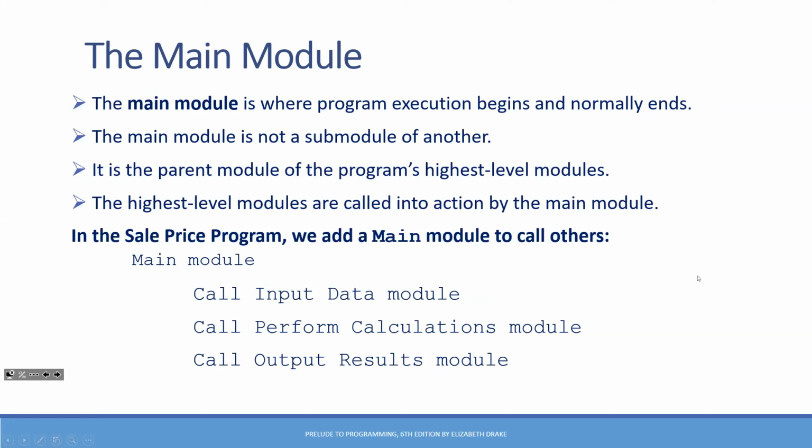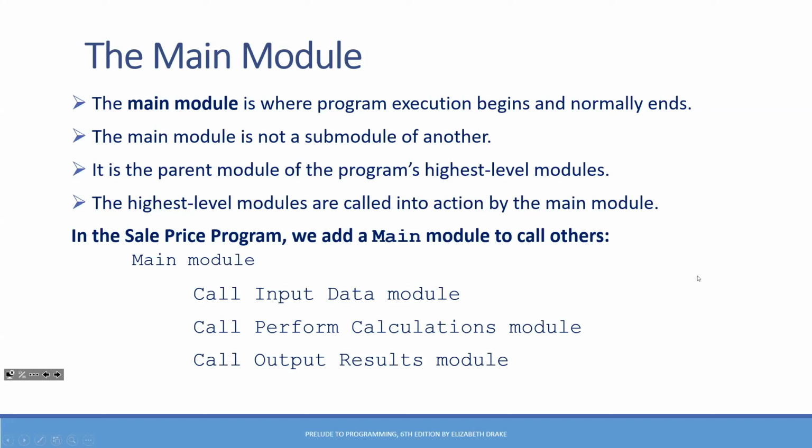So the processor says, oh, I'm going to start running this program. Let me find the main. It finds the main and it starts. And it says, oh, the first thing I need to do is call input data. So the branch will occur. We'll go to our input data module, execute it, and then come back.